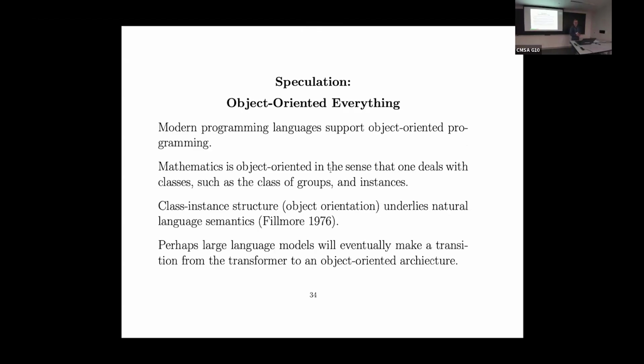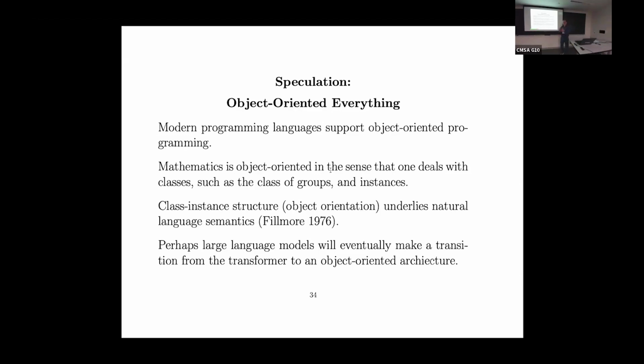Here's another speculation. I really like this object-orientedness. It's everywhere in programming. Right? We have objects, we have classes, we have methods. Mathematics is object-oriented in the sense of these objects that we've been talking about. I've been talking about objects and classes, right? This whole talk has been about objects and classes.